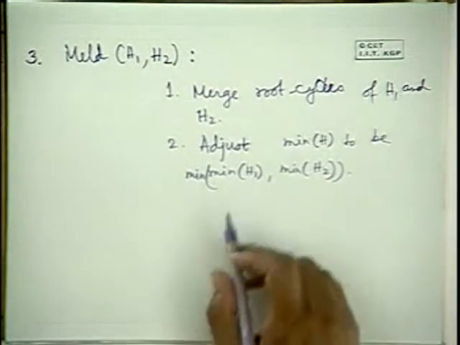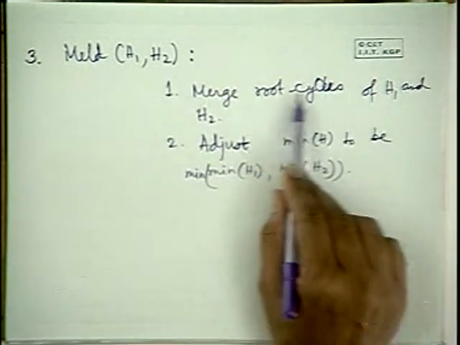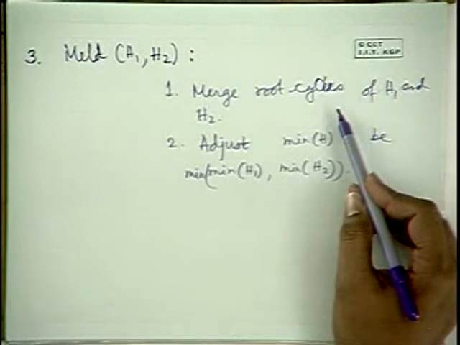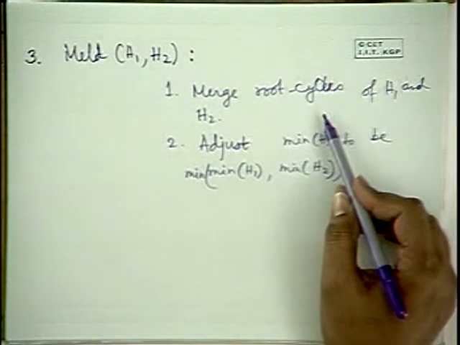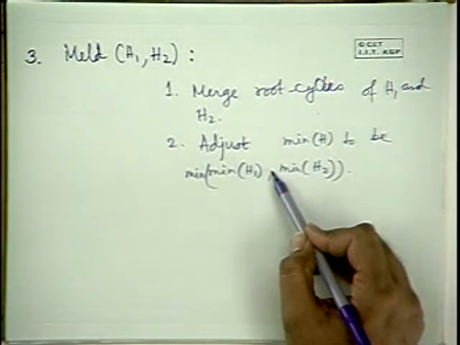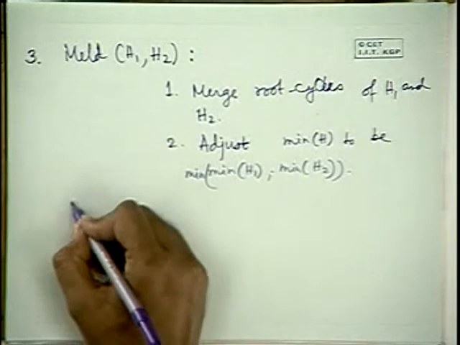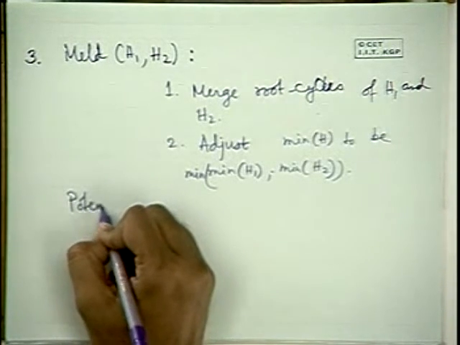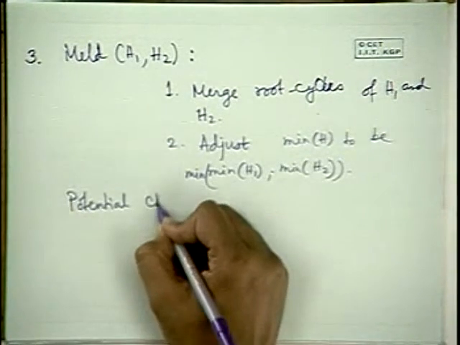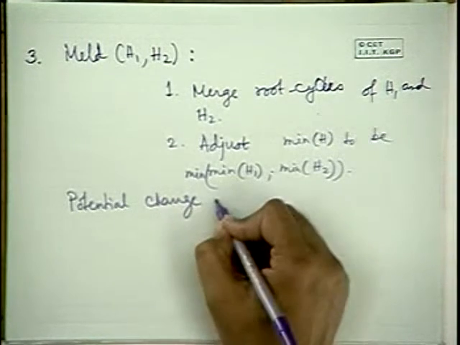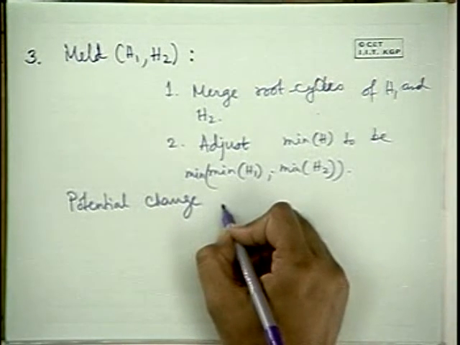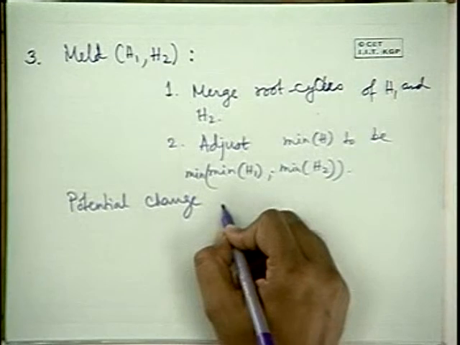So that's the operation. So how much time does it take to merge two root cycles? I already told you, merging two cycles is order of 1, and this is also order of 1. So actual cost is order of 1. So let's see what is the amortized cost. So what is the potential change now for this operation?